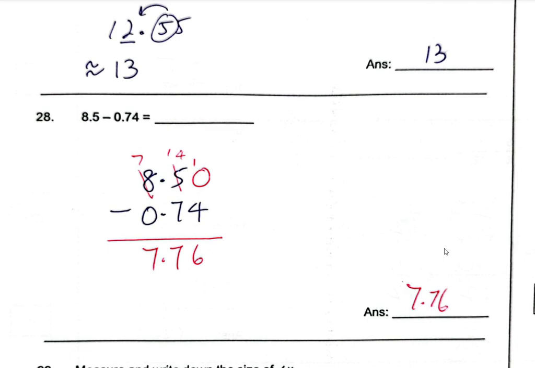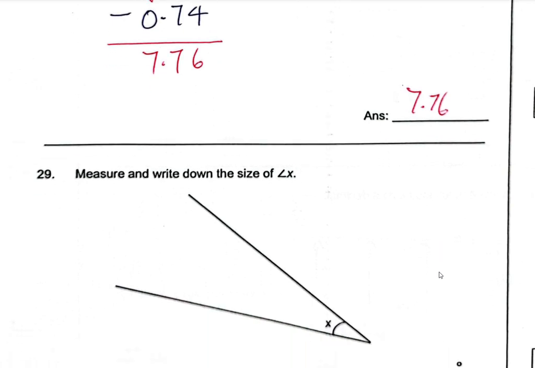Now, next one, 8.5 minus 0.74. Like what I mentioned earlier on, you've got to write out the working. Some of you might have forgotten to write the 0 here. You should. It shouldn't be an empty spot. Then you do your subtraction. All right, you borrow whatever you need. After you subtract it, you should get 7.76.